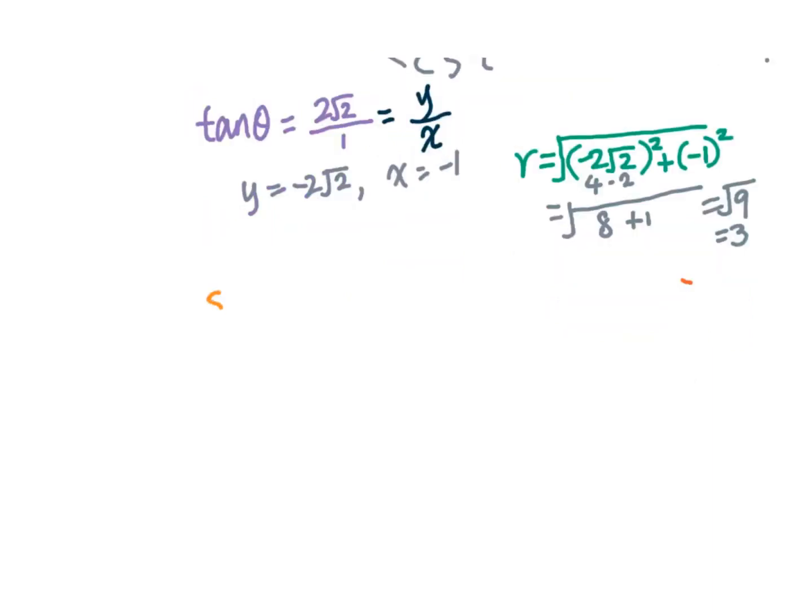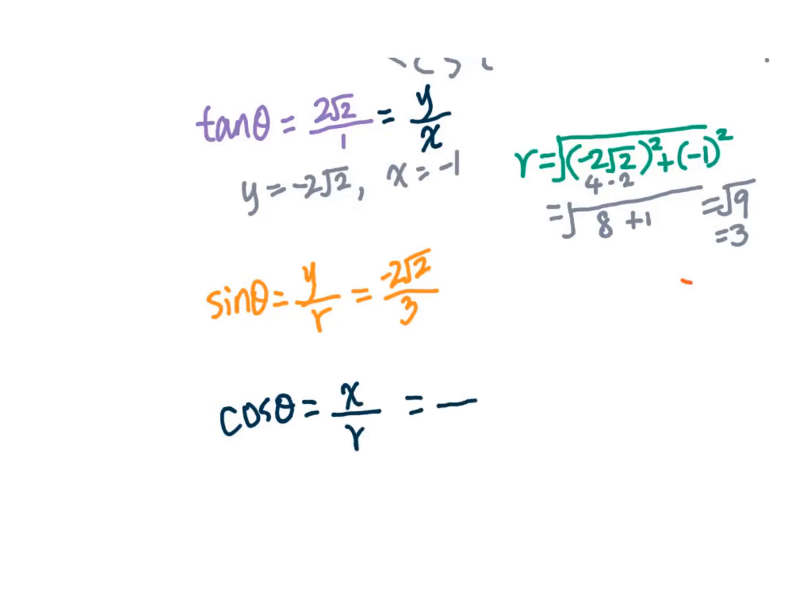So we got sine theta equals y over r, that is negative 2 square root of 2 over 3. And cosine theta equals x over r, meaning negative 1 over 3. For the minor functions, we have cosecant theta equals negative 3 over 2 square root of 2.